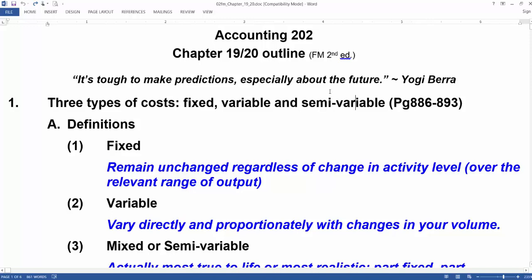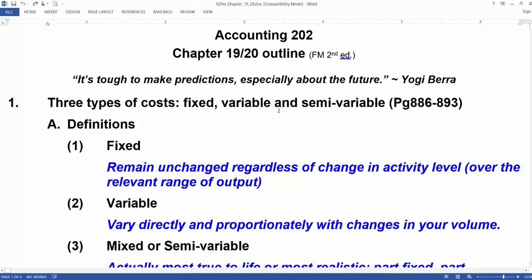Three types of costs we'll be working with: fixed costs, variable costs, and semi-variable or mixed costs. Fixed costs remain unchanged regardless of how much you produce or your activity level, as long as you're working within your relevant range of output. Relevant range of output is the level of production or activity that you can be expected to reasonably operate within.